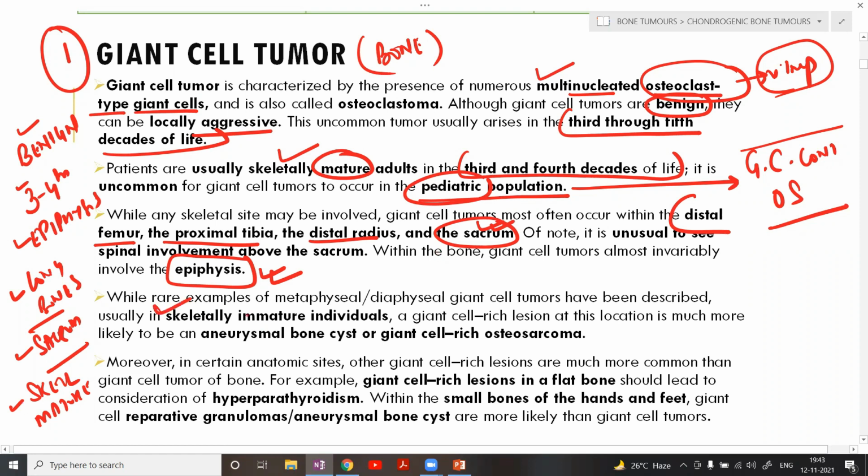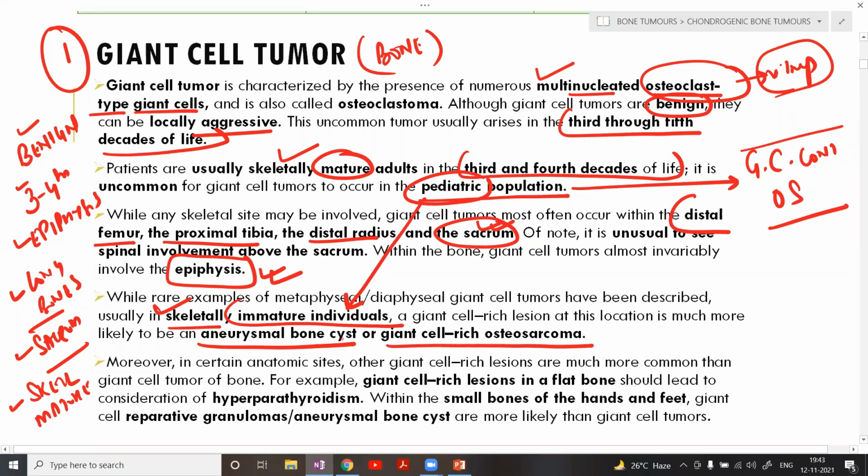In skeletally immature individuals you will not see it. So remember, if you are finding a giant cell rich lesion in a skeletally immature patient, meaning a pediatric population, then it can be a giant cell rich osteosarcoma, or it might be an ABC, but it can never be GCT.